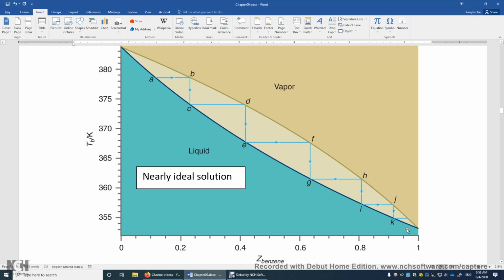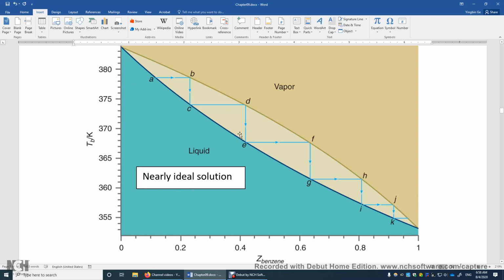So in the end, you get 97% of benzene. All right? But I have to tell you this. If you start from 1 million moles of the mixture, in the end, you probably get just maybe 0.1 mole of 97% benzene. Okay? You start from 1 million moles of the mixture, and then you end up with only like 0.1 mole of very pure benzene.